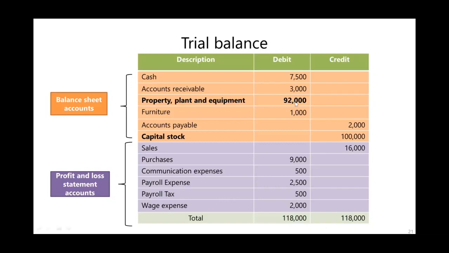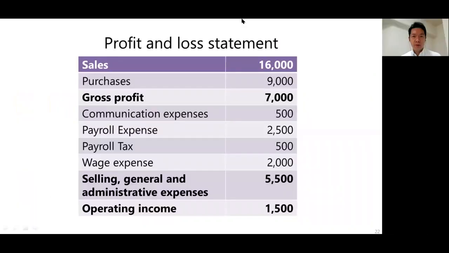And these figures are related to the sample journal entries. Only the property, plant, equipment, and the capital stock accounts, we didn't do journal entries, but other figures are related to the examples. So when you restudy, please look at the previous transactions. From here, I will explain the profit and loss statement and balance sheet.